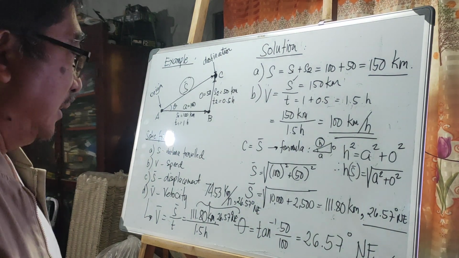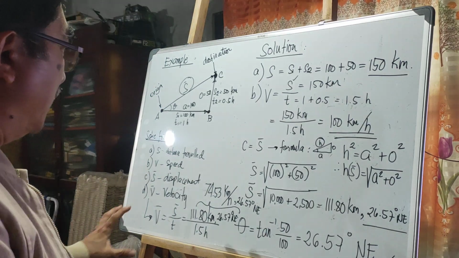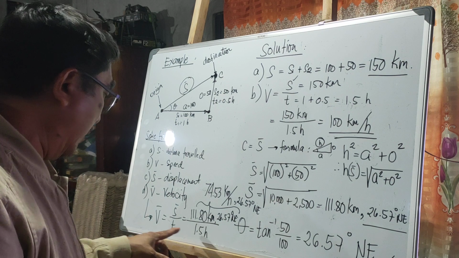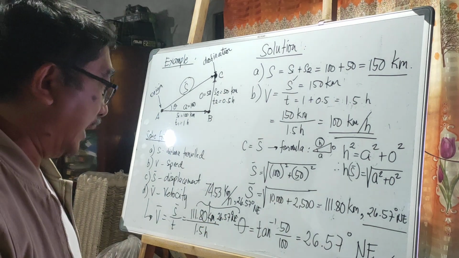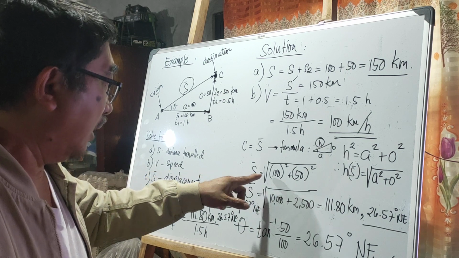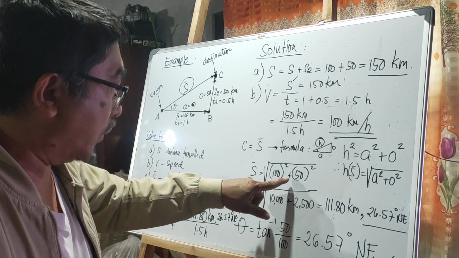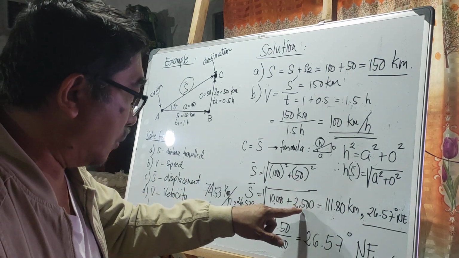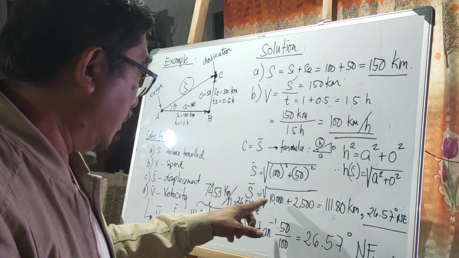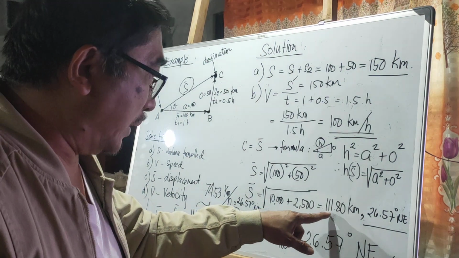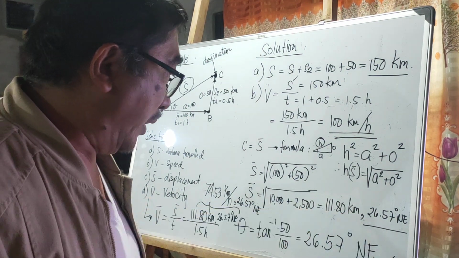Okay? So our space is a bit tight, but if you follow, it is easy to follow. Our displacement is equal to the square root of 100 squared plus 50 squared. So this is 10,000, and this one is 2,500. The square root of 10,000 plus 2,500 is 111.8 kilometers.